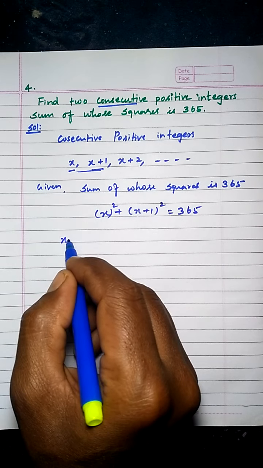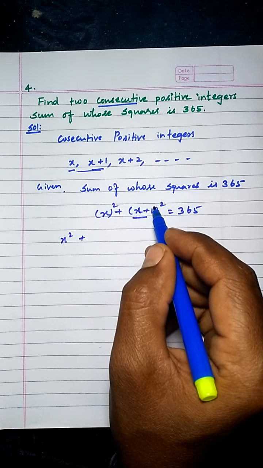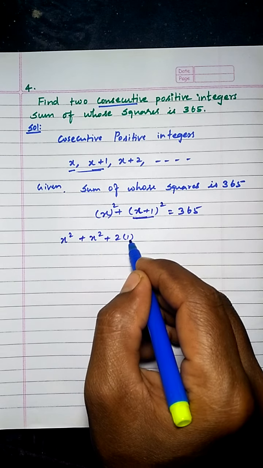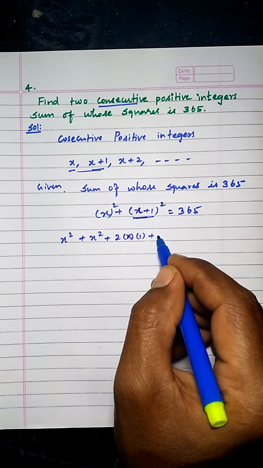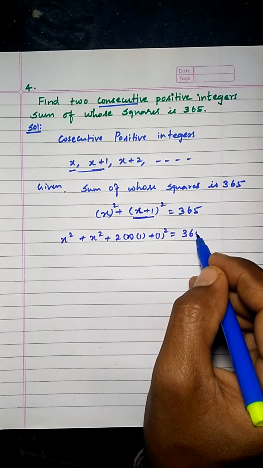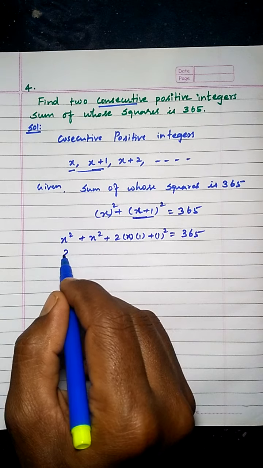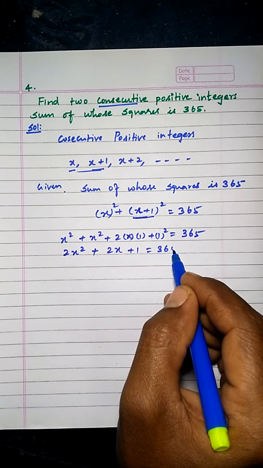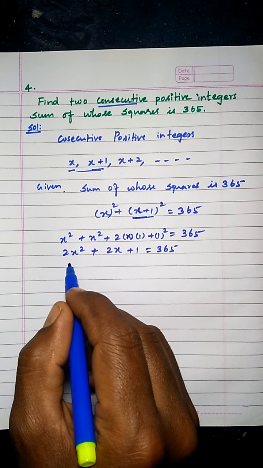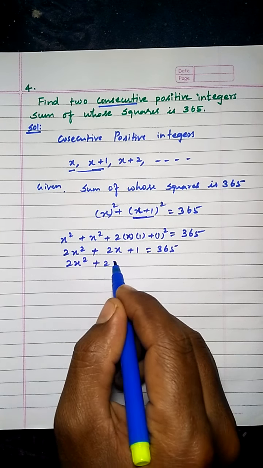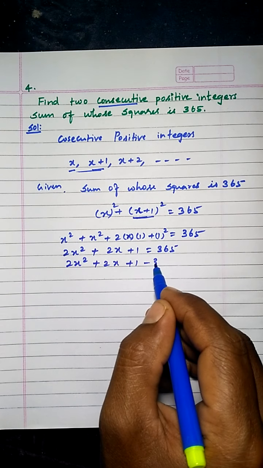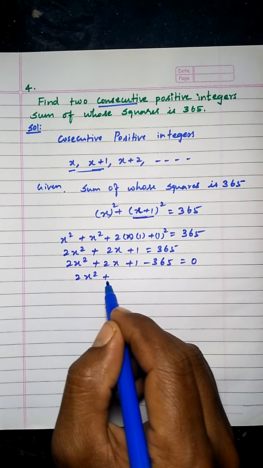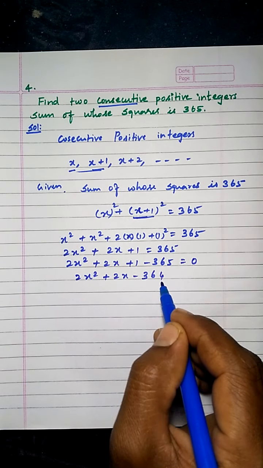Now simplify this. x square, and this is in the a plus b whole square formula. Simplify: a square plus 2ab, that is 2 into a into b, plus b square equal to 365. So you'll get 2x square plus 2x plus 1 equal to 365. Take the opposite: 2x square plus 2x plus 1 minus 365 equal to 0. So 2x square plus 2x minus 364 equal to 0.